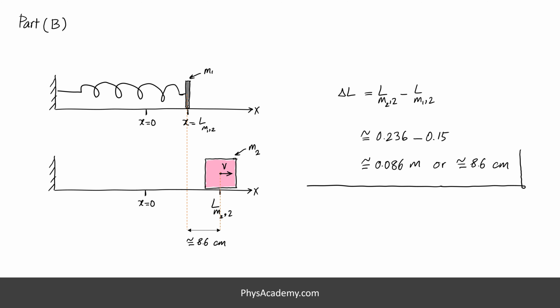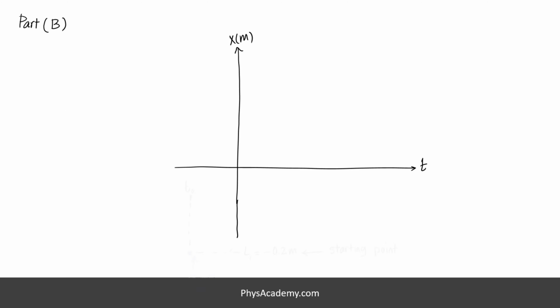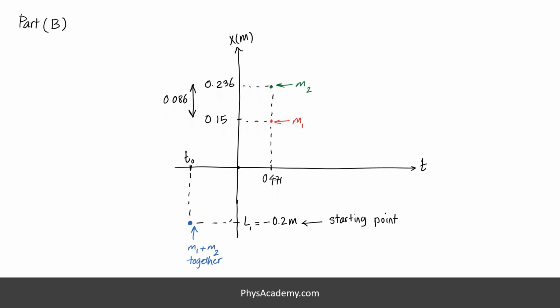But what if we were asked to sketch the position versus time of these processes? First, let's mark down the initial position where mass 1 and 2 are both on the left-hand side, and the spring is compressed and ready to fire. Then we mark the equilibrium point, which happens to be at the origin of the coordinate system for us. Next we mark the final positions for mass 1 and 2.